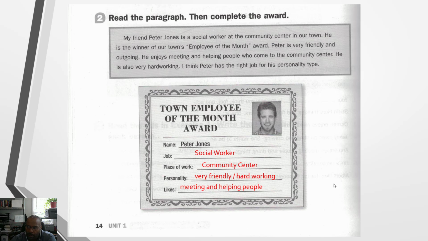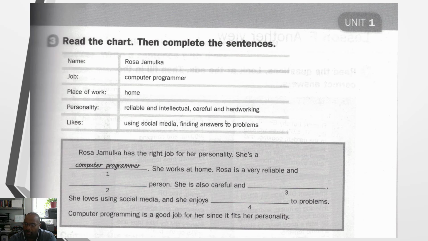Okay, so job, social worker. Place of work, community center. Personality, very friendly, hardworking. And likes, meeting and helping people. Okay, that's what I got. So hopefully we both match with those answers. So let's move on to page 15. Page 15. Read the chart, then complete the sentences.